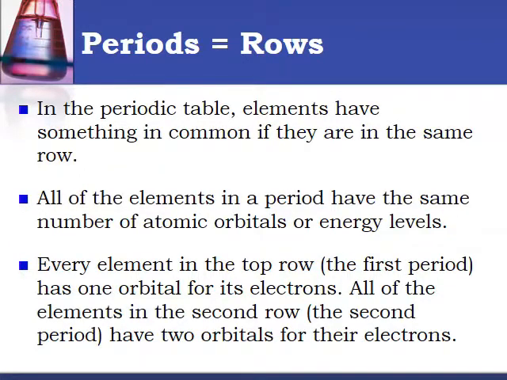In the periodic table, elements have something in common if they're in the same row. All of the elements in a period have the same number of atomic orbitals, or energy levels. Each element in the top row has 1 orbital for its electrons. In the second row, they have 2 orbitals for their electrons. And in the third row, they have 3 orbitals for their electrons. Let's take a look at some pictures.